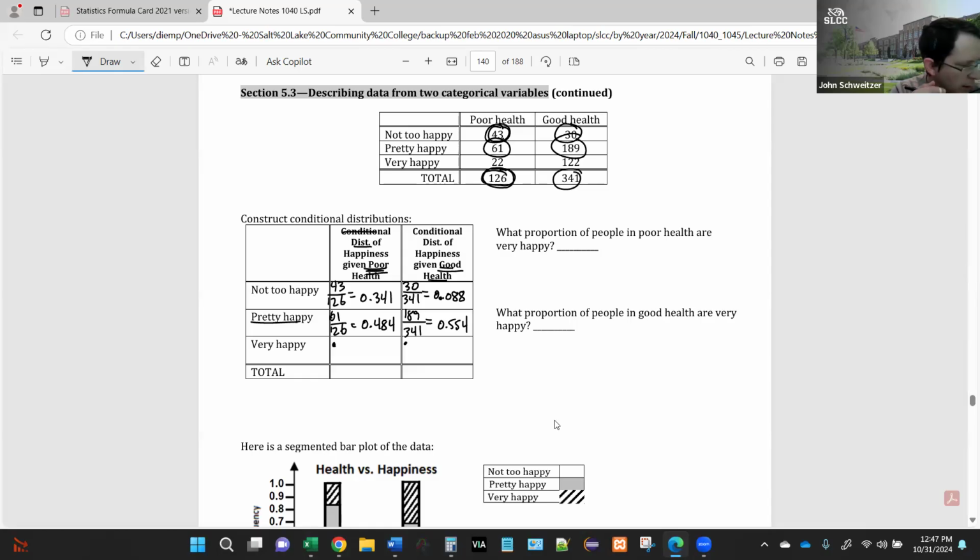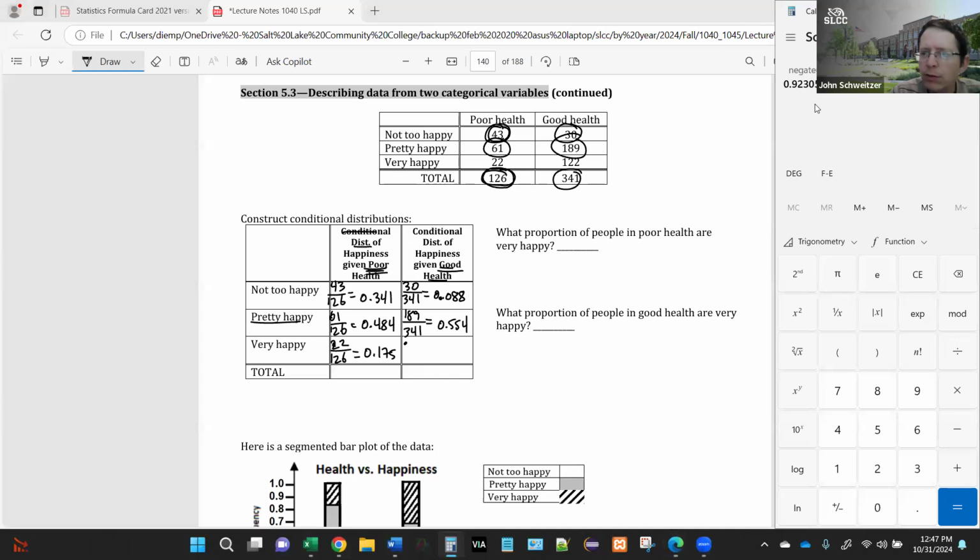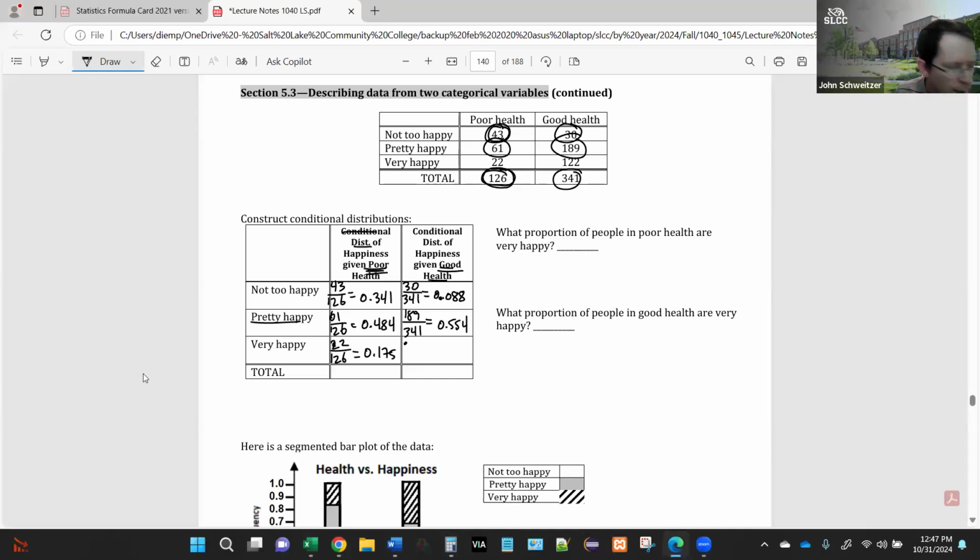Great. Thank you, Julia. That's exactly right. Good. So we have 22 over 126, which is 0.175. Let me see here. So if we go, okay, it's 0.175. Okay, good. And then on the other one, great, 0.358.